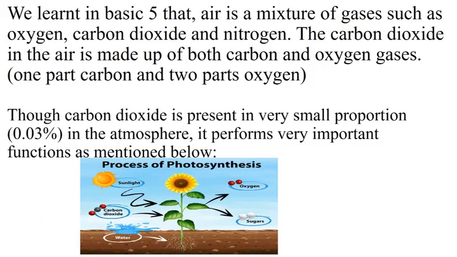All right. So in basic 5, we learned that air is a mixture of gases such as oxygen, carbon dioxide, and nitrogen. The carbon dioxide in the air is made up of both carbon and oxygen gases. So 1 part carbon and 2 parts oxygen. Now, when you look at carbon dioxide, the dioxide, di means 2. So 1 carbon and 2 oxide coming together.